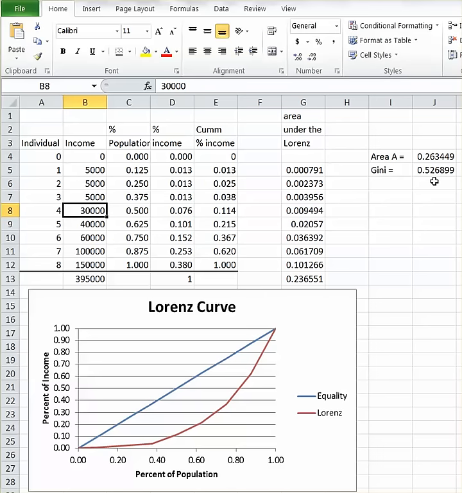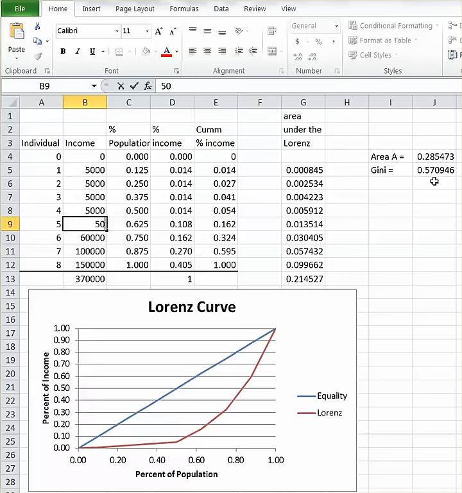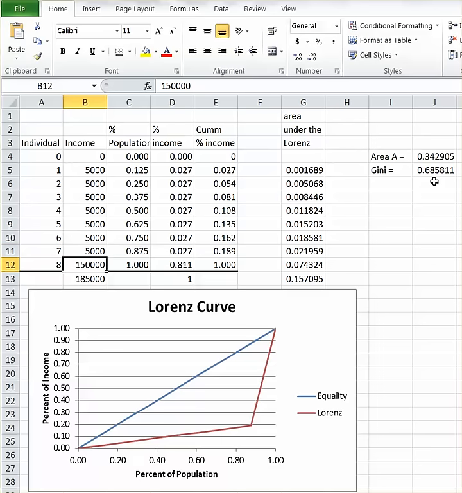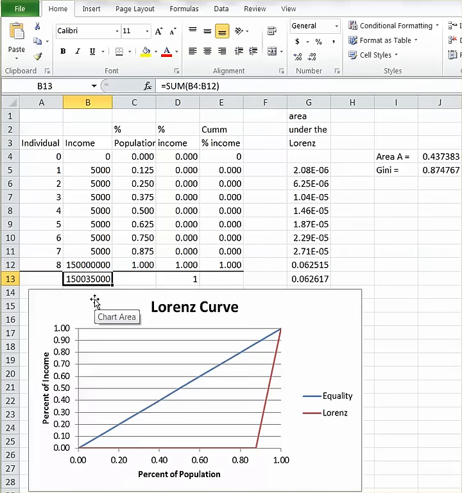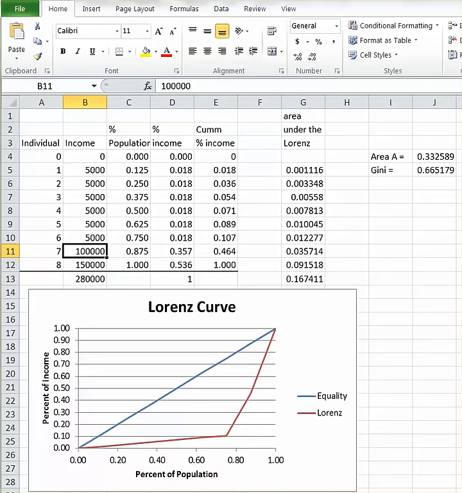Watch the Gini index. See, it's going up. 5,000 for this guy. 5,000 for this guy. 5,000 for this guy. 5,000 for this guy. And now we've quite exaggerated the inequality, and our Gini index is quite large. If we make this number 8 guy really rich, let's say he's got $150 million, be nice. Now it's unbelievably big, and the Gini index is getting larger and larger. And at the limit, the Gini index would approach 1, because the Lorenz curve would just crawl along this axis and then shoot up at the very last person. And area A would be exactly equal to the area of the triangle. But let's back all that out, go back to where we were.